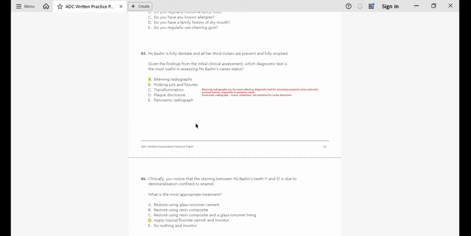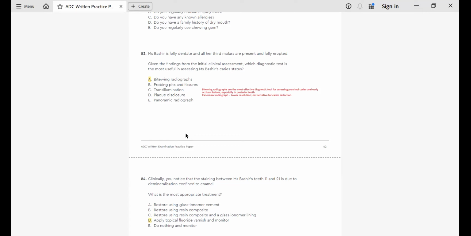And also, probing pits and fissures, okay, you can probe one tooth or two teeth with a round-end burnisher, but the question is asking what is most useful in assessing Miss Bashir's caries status. So you want to know whether it's low, medium, or high. How will you know? Depending upon the recent lesions that you see on the radiograph, right?